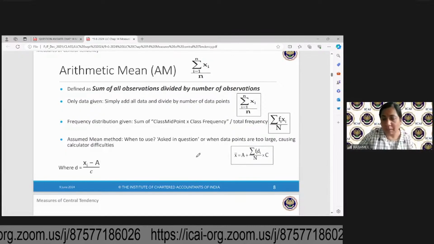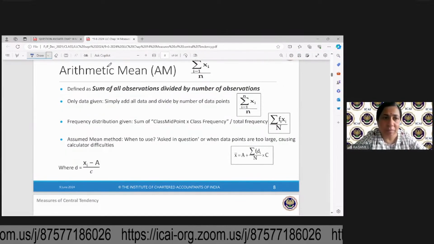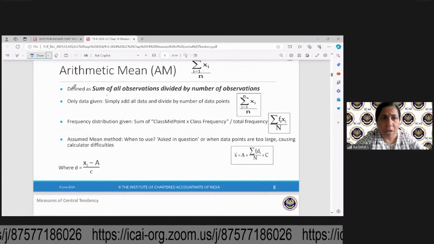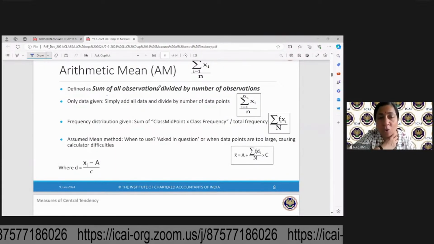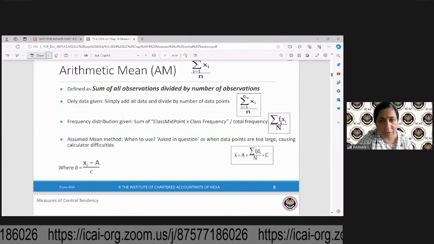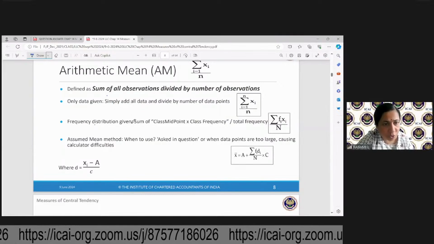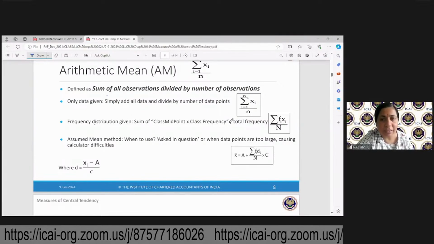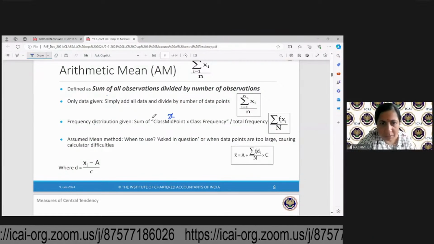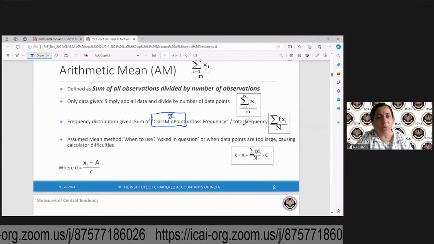Now, arithmetic mean. Let us talk about arithmetic mean. It is defined as the sum of all observations divided by the number of observations. So summation x upon n, when this is there, when you have frequency distribution, you will take this x to be the class midpoint. Okay, this x is class midpoint into class frequency.